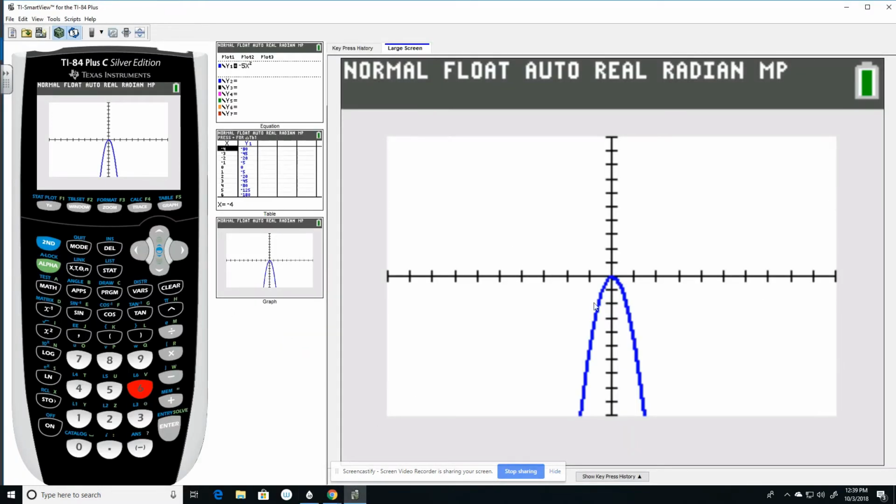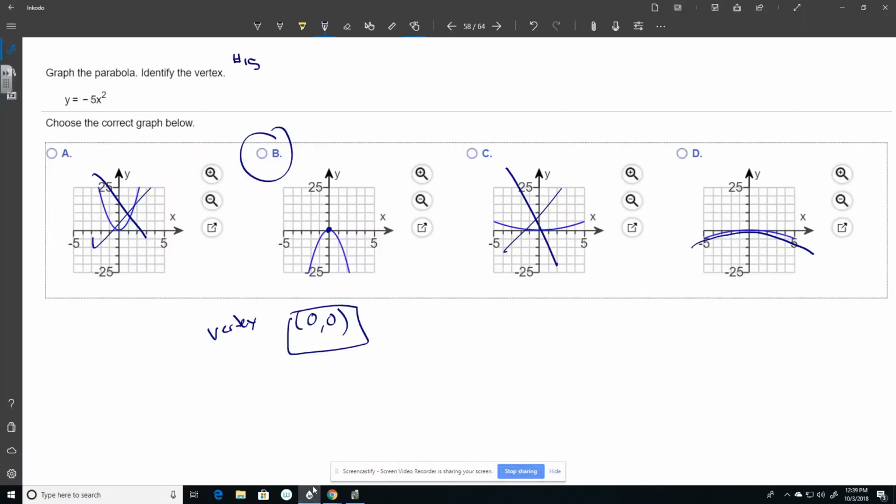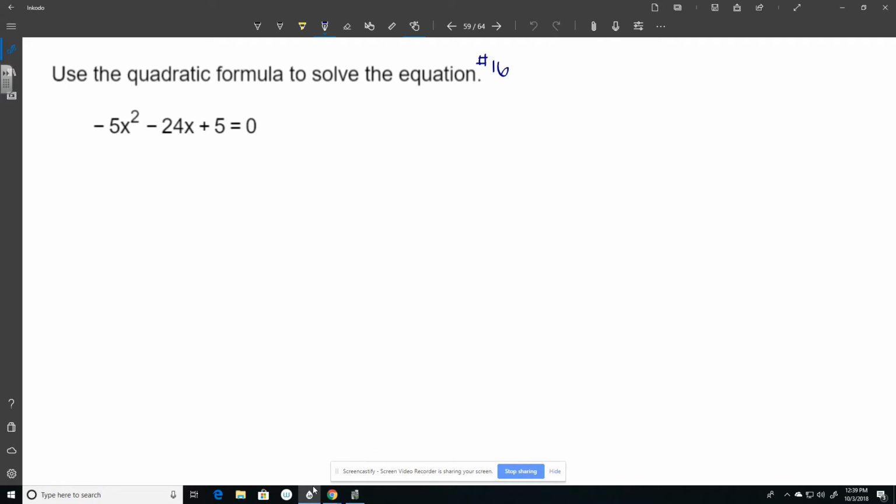If you can't remember how to find the vertex, well, look at it. Or if you want to trace it and find that exact spot or close to it where it's at the very top or bottom, 0, 0. Okay? Make sure you put it as an ordered pair. All right, number 16.